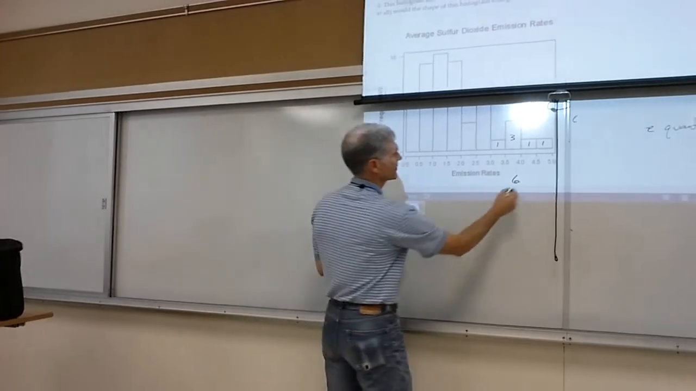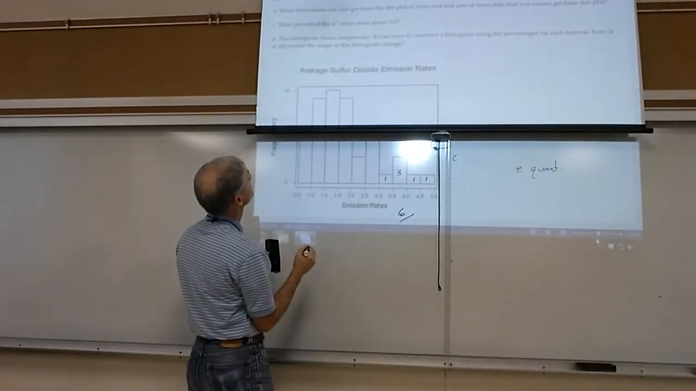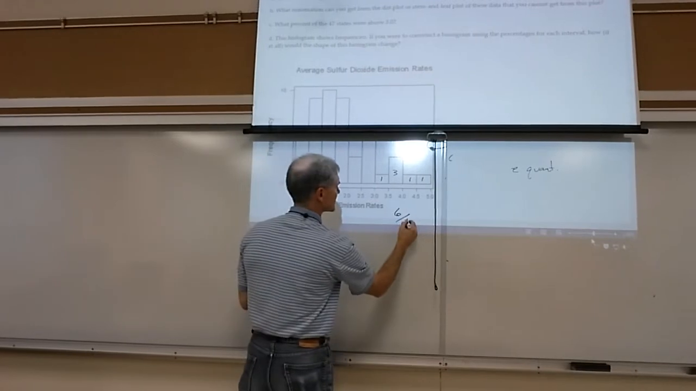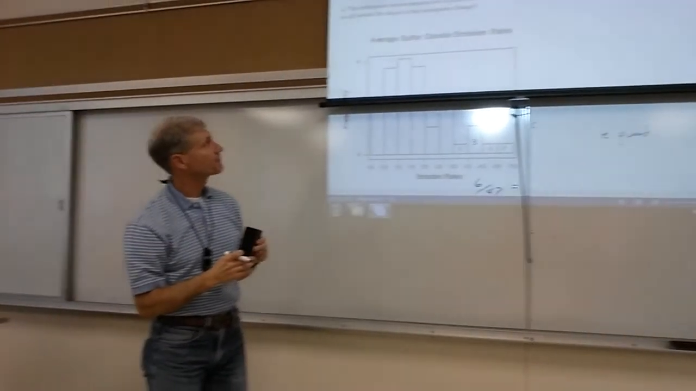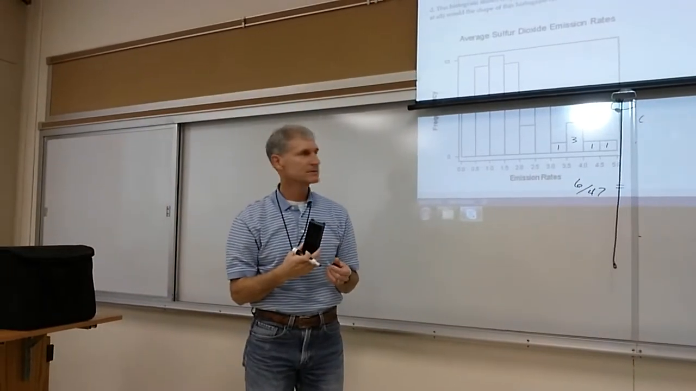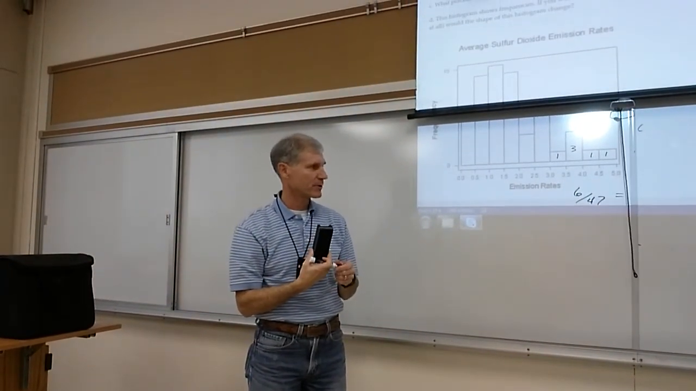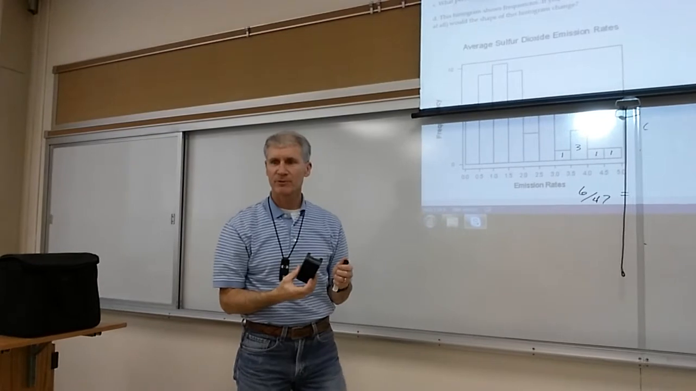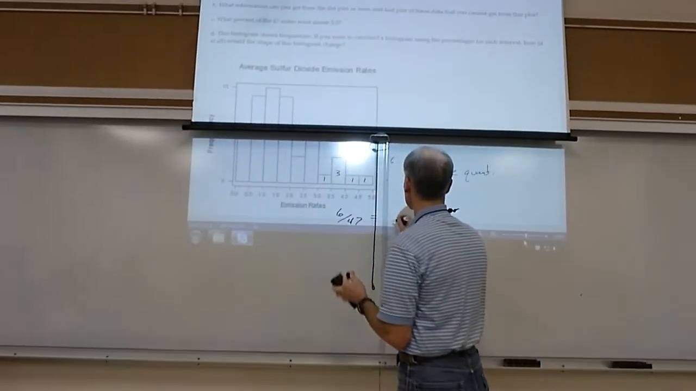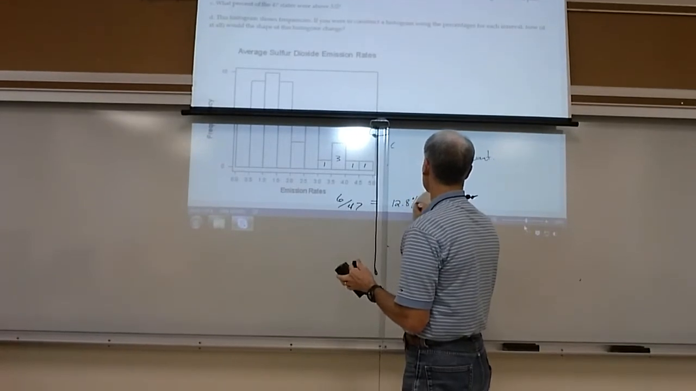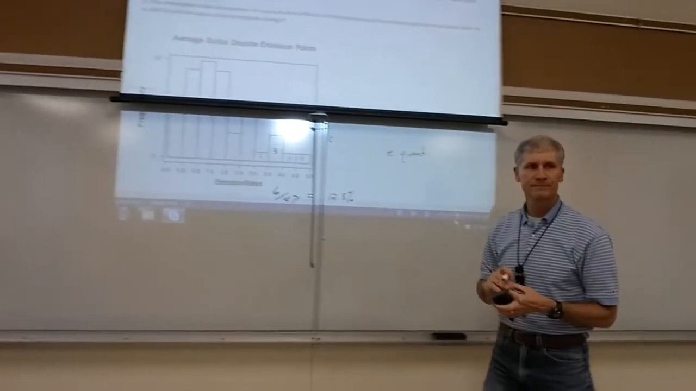So 6 out of how many? 47 states. Convert that to a percent. What do you get? Take 6, divide by 47, and then move the decimal 2 places. 12.8. Okay.